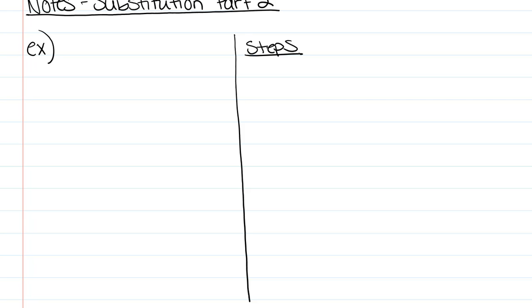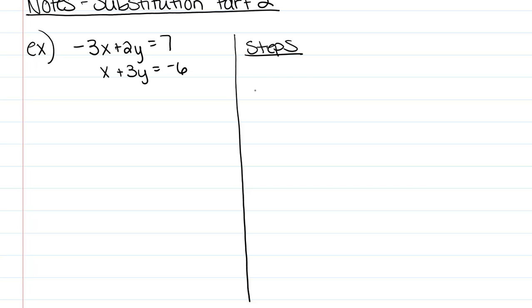So in this example, I'm going to put the example here, and then on the right side, I'm going to list the steps that I'm following. Just in case you're looking back at this, it might make the example make a little bit more sense. Okay, so our system of equations is negative 3x plus 2y equals 7, and x plus 3y equals negative 6.